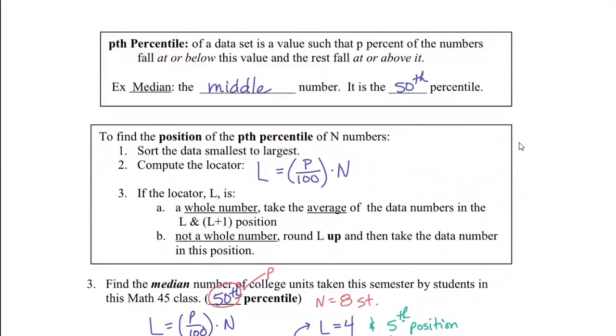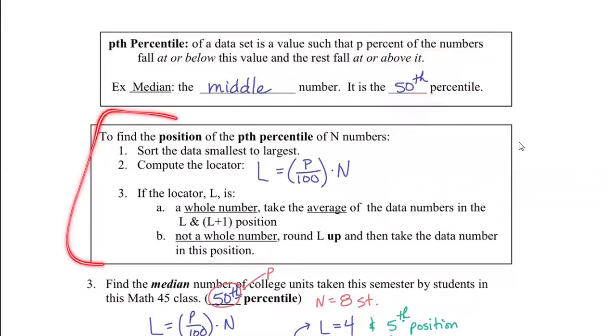I'll get serious here. So percentile, what is it? The pth percentile of a data set is a value such that p% of the numbers fall at or below this value and the rest fall at or above it. For example, the middle number is the 50th percentile. I think about it like if you're watching a football game or a basketball game, if you're 50% of the way through the game, that's what percentile is. It's what part is already over.